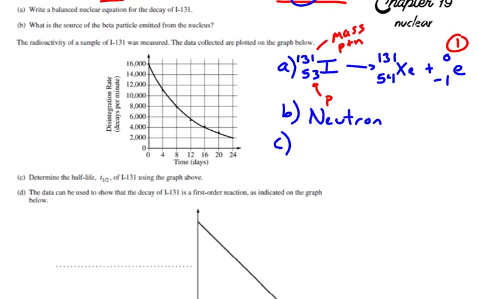You should be able to do this even if you're like, I don't know, this is not really all that much nuclear. But if you're freaking out about nuclear, just slow down. Determine the half-life of I-131 using the graph above. Okay, can anybody in their own words, and not very lengthy, explain to me what a half-life even means?